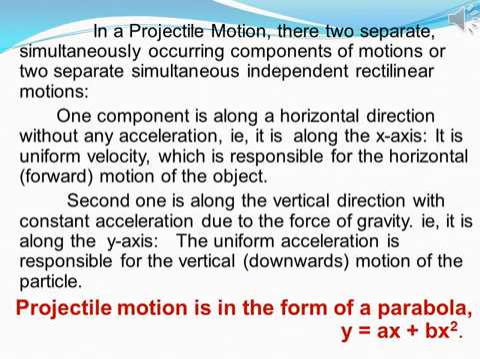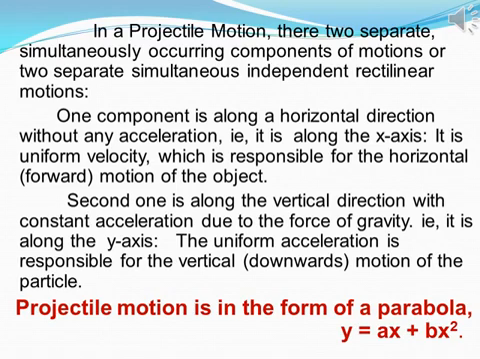As it does not have a horizontal component of acceleration, it should have a horizontal component of uniform velocity directed along the x-axis. So, we can say that this uniform velocity is responsible for the horizontal or forward motion of the object. And the second one is along the vertical direction with a constant acceleration due to the force of gravity. That is, it is acceleration due to gravity. It is along the y-axis. The uniform acceleration is responsible for the downward motion of the object.